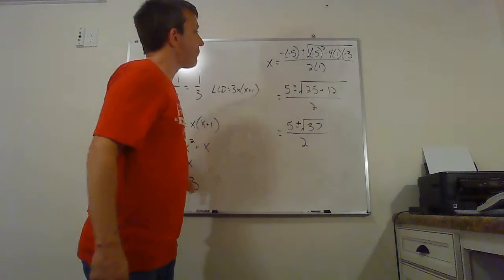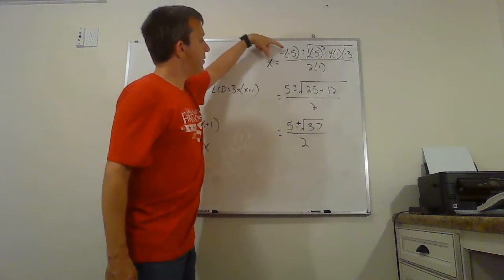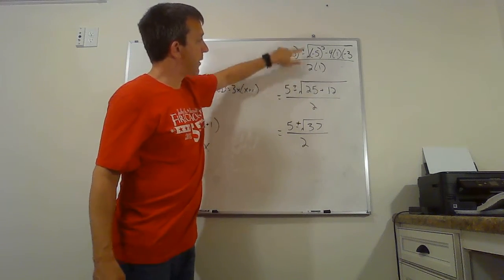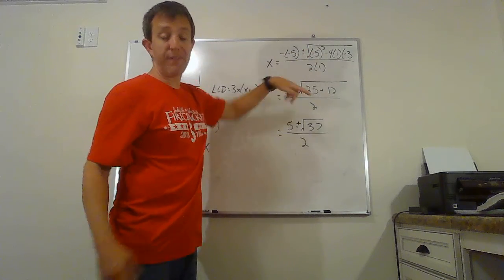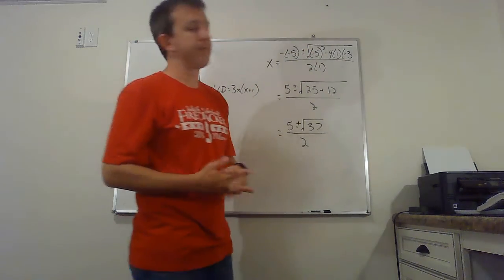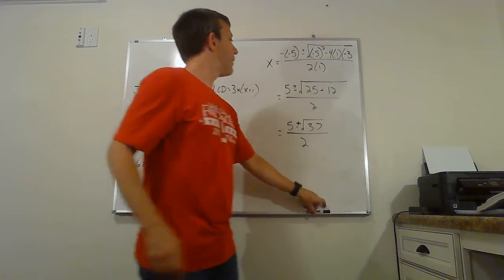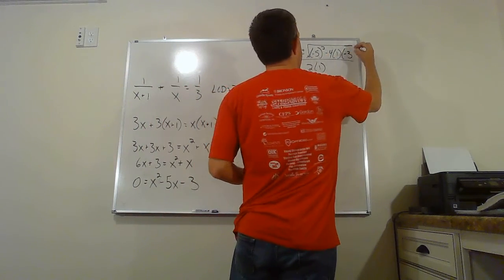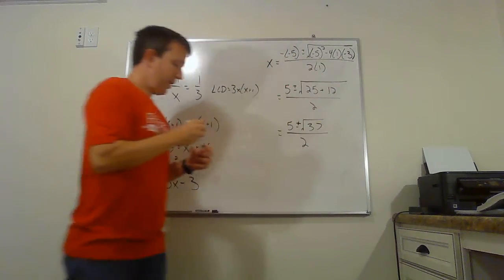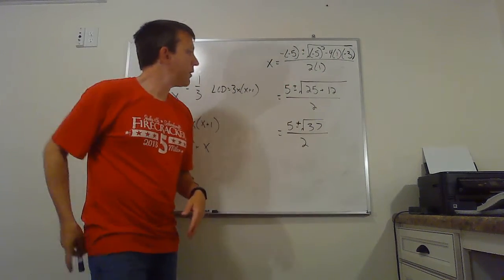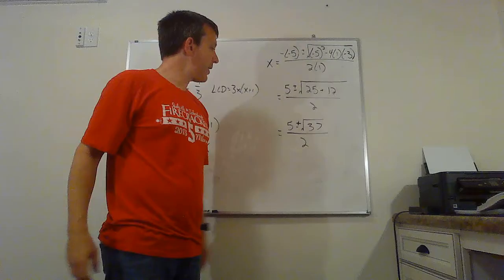3. I plug it all in, and when I do that, I get a positive 5 plus or minus negative 5 squared is 25. Again, be really careful of those negatives. And then negative 4 and negative times negative 3 makes positive 12. Forgot a parenthesis. There we go. And it's all over 2. 25 and 12 makes 37.